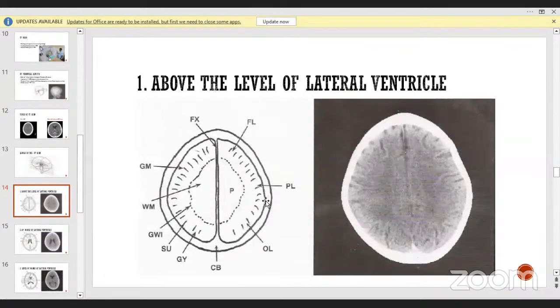That is the gray matter and white matter junction. Actually, look at the schematic diagram. That is the gray matter and that is the white matter.